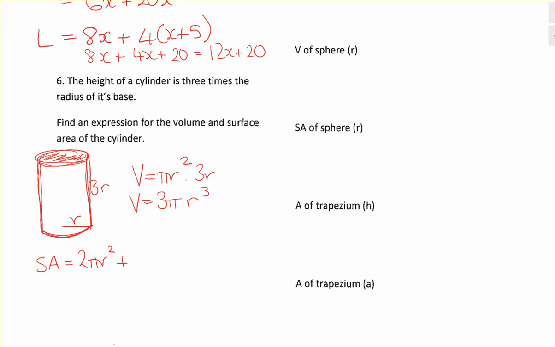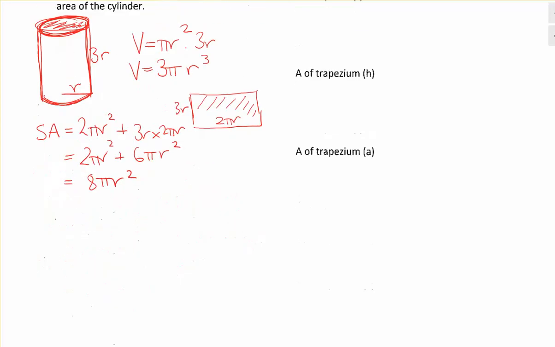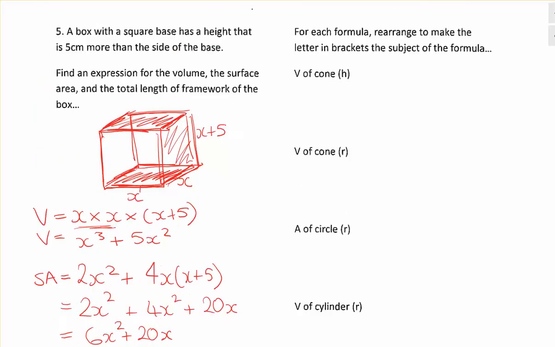That curved part of the cylinder, if you unwrap it, is actually a rectangle. The height of that rectangle would be 3r, and the total distance around the rectangle is the same as the circumference of the circle, which is 2 pi r. So that's how I would get the area of the curved part. So it would be 3r times 2 pi r. And you can try that, pause it, have a go by yourself.